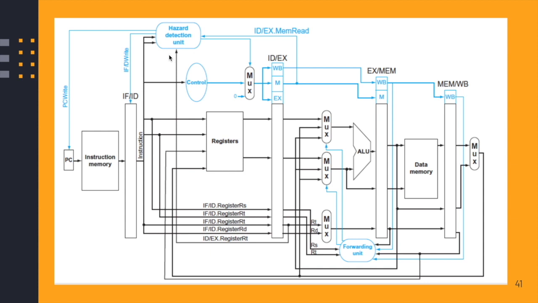Okay, now the hazard detection unit has 3 main outputs. The first output is called the PC write, the second output is called the if/id write, and there is a third output which acts as a selection to a newly introduced multiplexer.